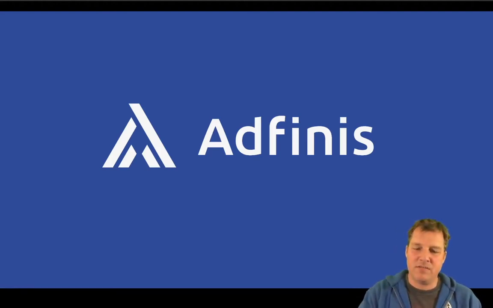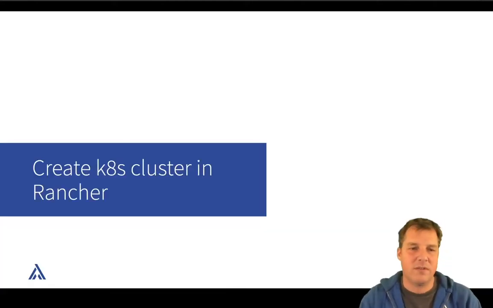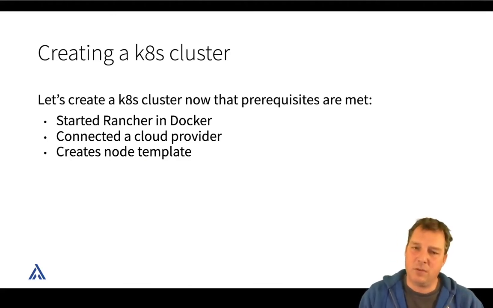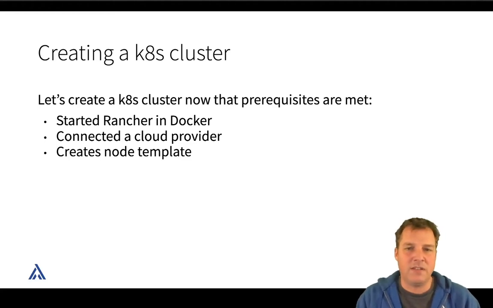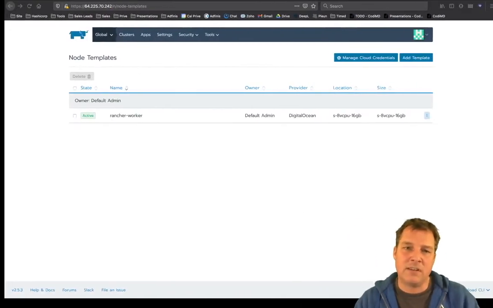I work for Adfinis, and today we're going to show you how to make a Kubernetes cluster with Rancher. In previous videos we've set up Rancher, so we've started it, connected to a cloud provider and created node templates, and now we're ready to make a cluster. Let's have a look at the web interface.